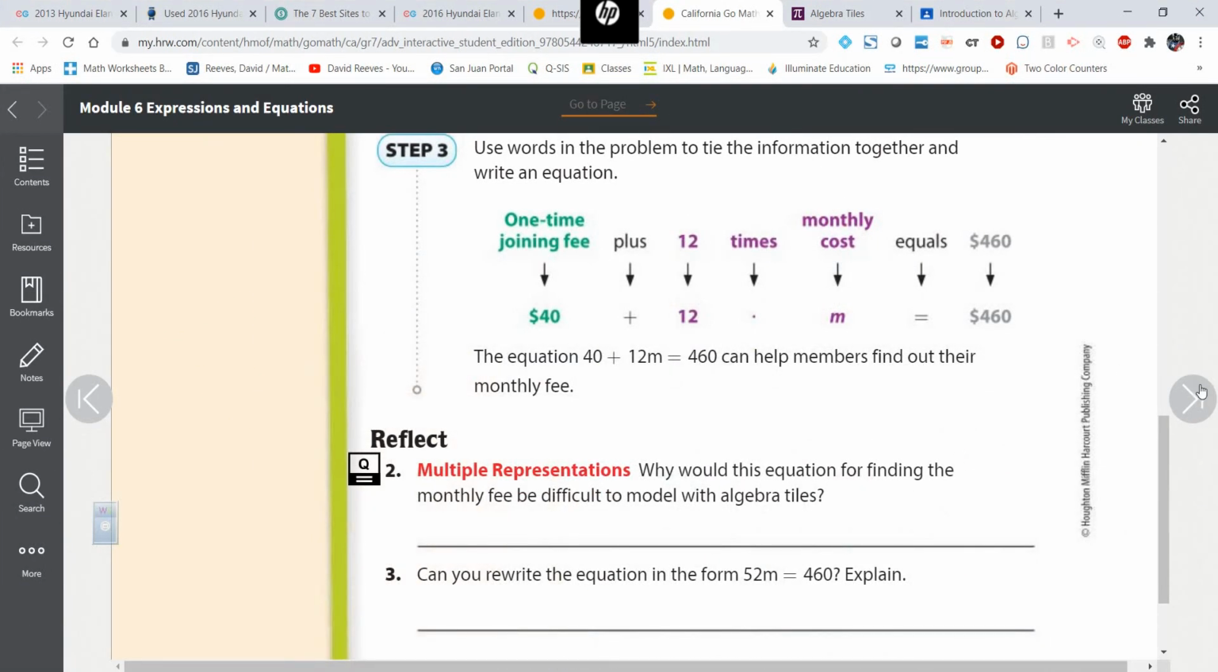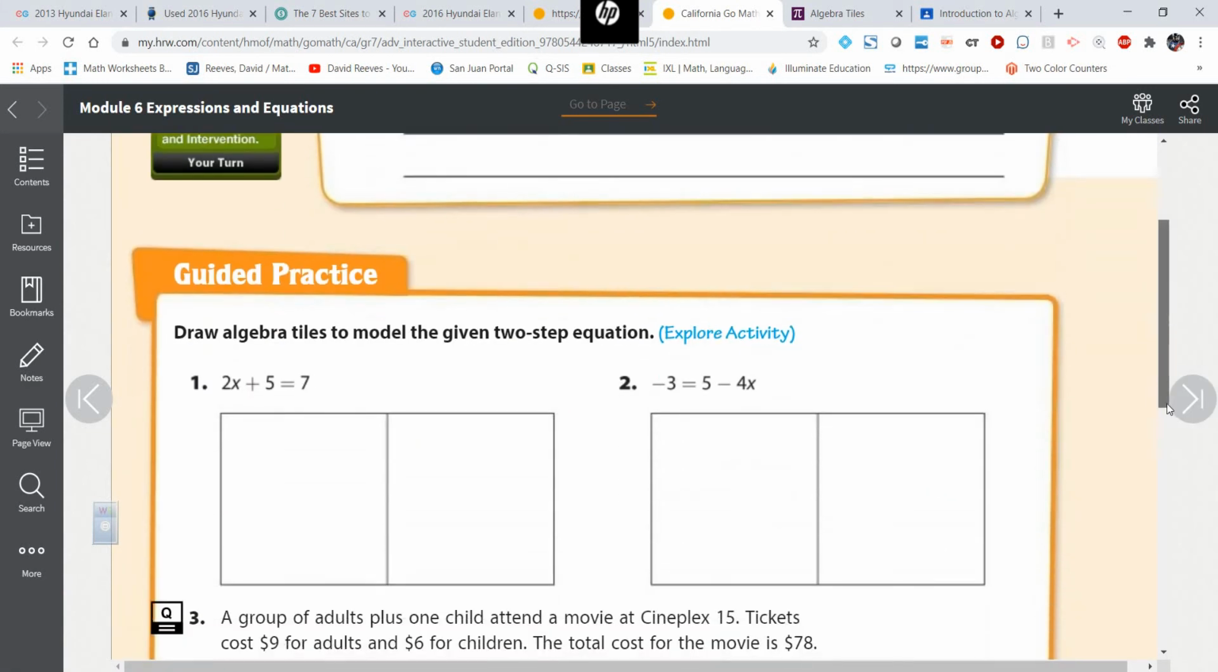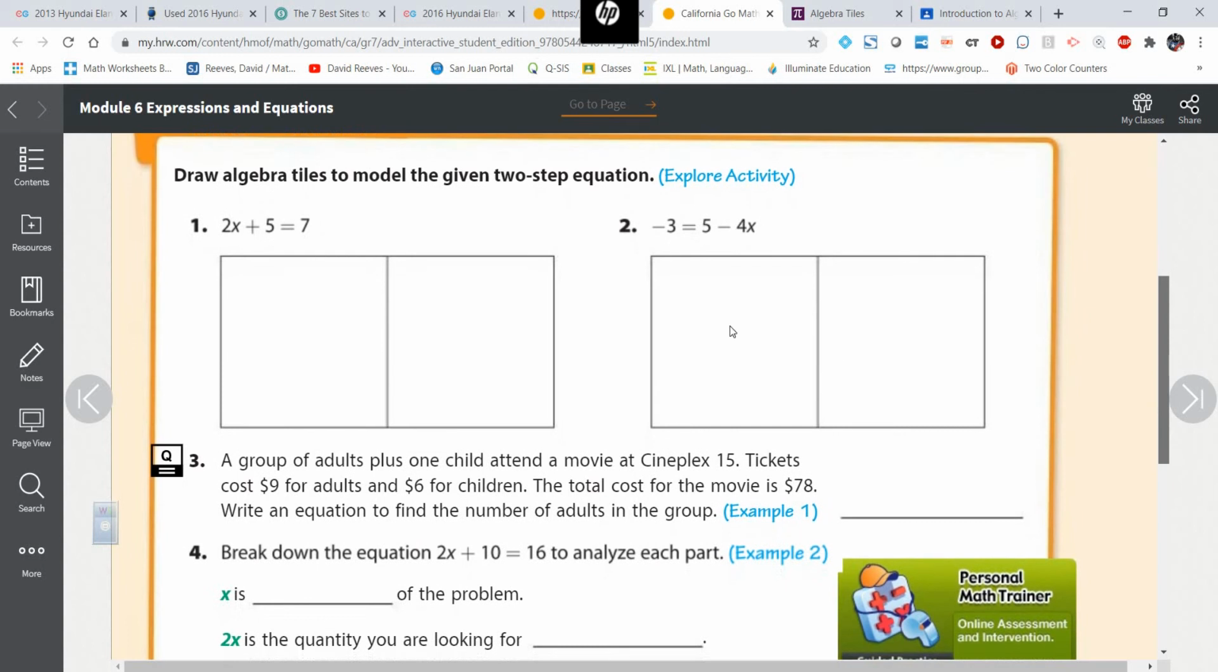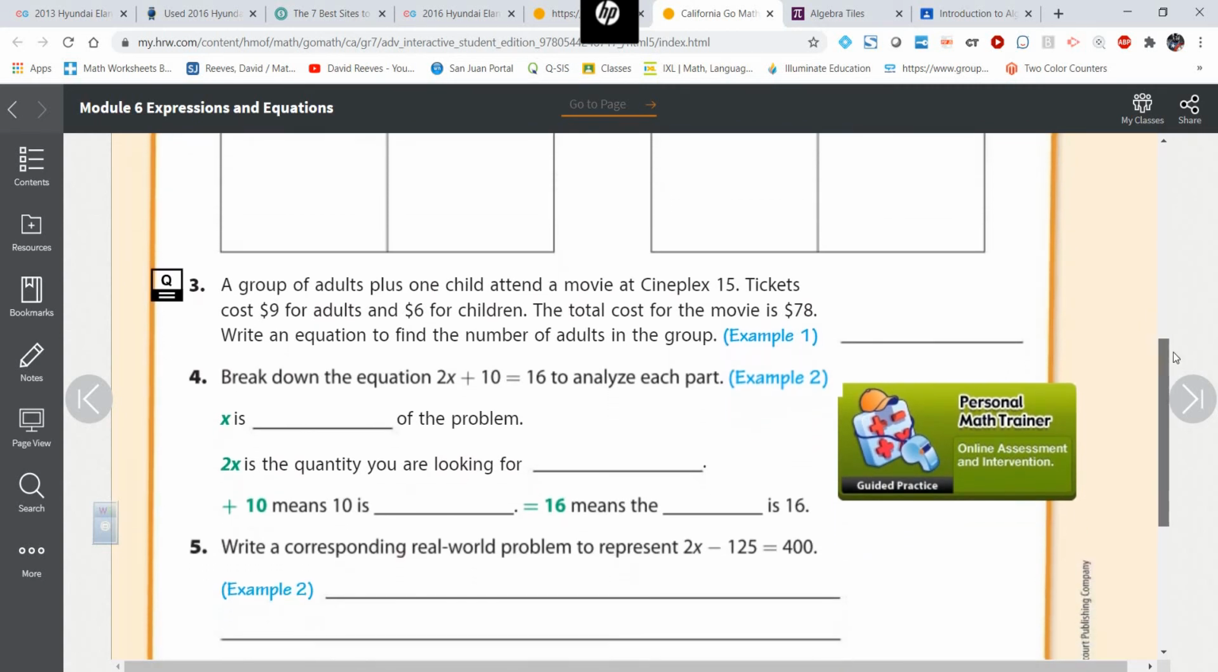All right, so let's go ahead and just take a look at some problems that they offer us in the problem set. I'm not going to go through any more algebra tile problems. I did a whole other video, if you're interested, on solving equations with algebra tiles. So if you want more information on algebra tiles, go back and watch that video. All right, here we go.